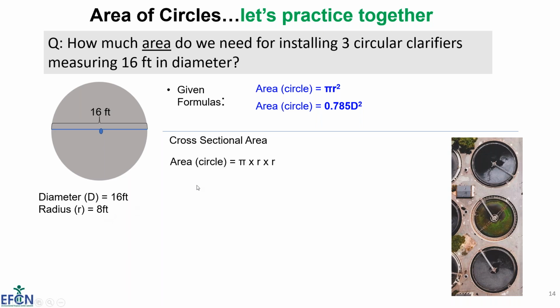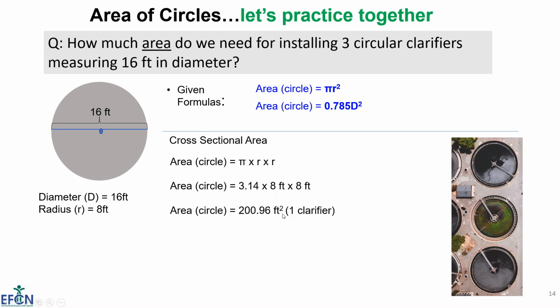Now the formula that I prefer to use personally is pi r squared, and you can use the other formula if you wish. You will still get the same answer. But when you're using a particular formula, make sure you understand we are dealing with the radius here and not the diameter. So 3.14 multiplied by 8 feet, which is now my radius, multiplied by 8 feet again because it's pi r squared, meaning we have to multiply the radius by itself here. And my answer here is 200.96 square feet.